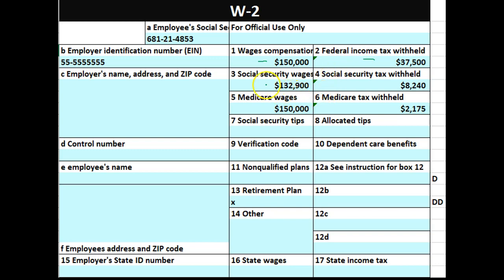And then the Social Security might be lower. Why is it lower? Because Social Security has a cap on it. So if you have a high income earner, someone who makes over $132,900, then there's going to be a cap, and this one will cap at $132,900, and that means that the maximum tax will be that $8,240, which is 0.062 or 6.2% of it. The Medicare doesn't have a cap, so now you'll see box 1 and 5 are the same, but box 3 is going to be different.